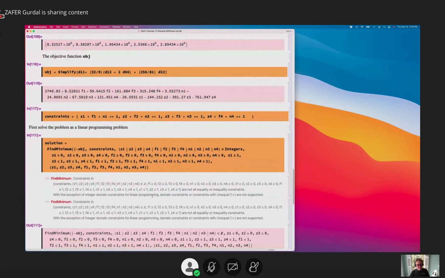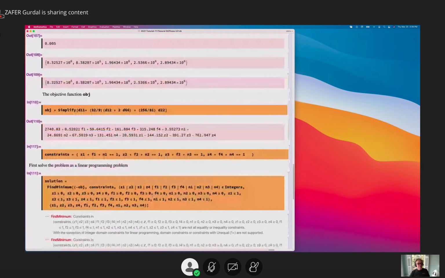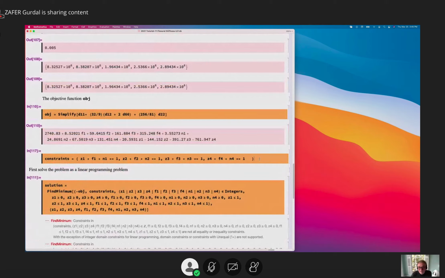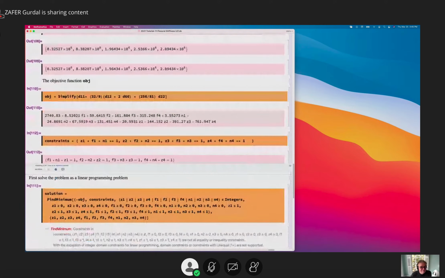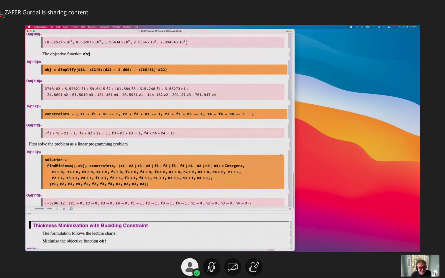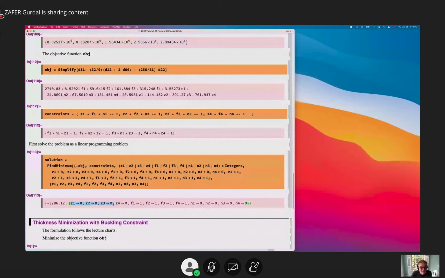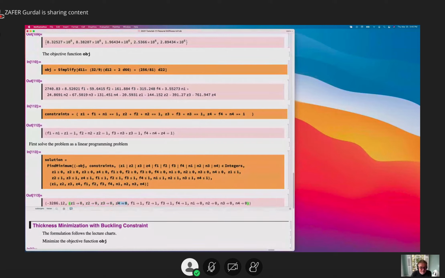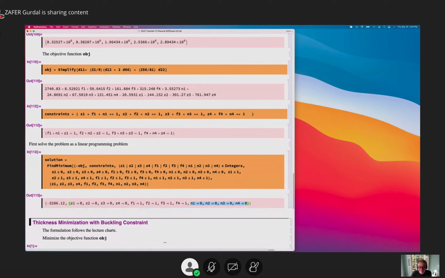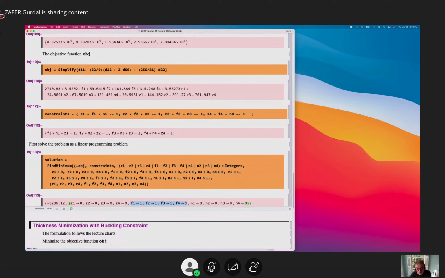Running it. Something is not defined. It probably means that I forgot to execute something. And I believe I forgot to execute this one. Let's run it again. There it is. That's the solution that says Z1 is 0, Z2 is 0, Z3 is 0. So the first ply is not a 0-degree ply. A 0-degree ply doesn't exist in any of the four locations. And a 90-degree ply doesn't appear in any of the four locations through the thickness. But 45 appears as one. So the laminate is entirely plus-minus 45.